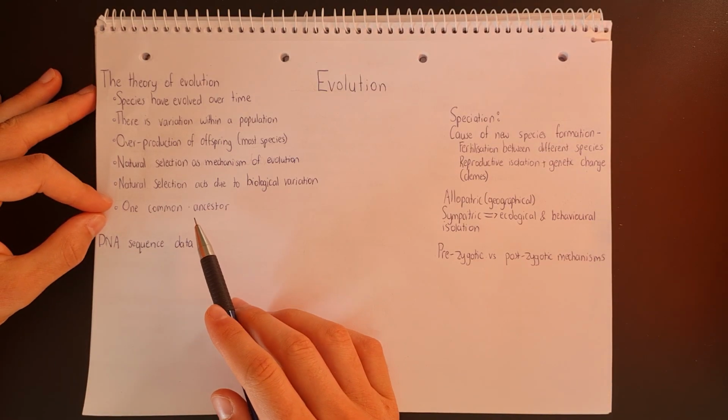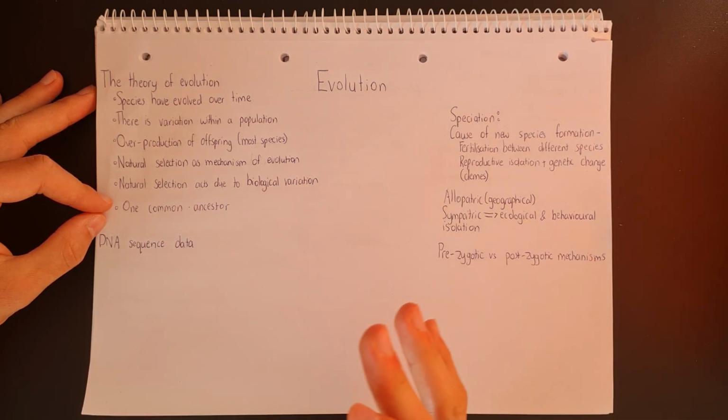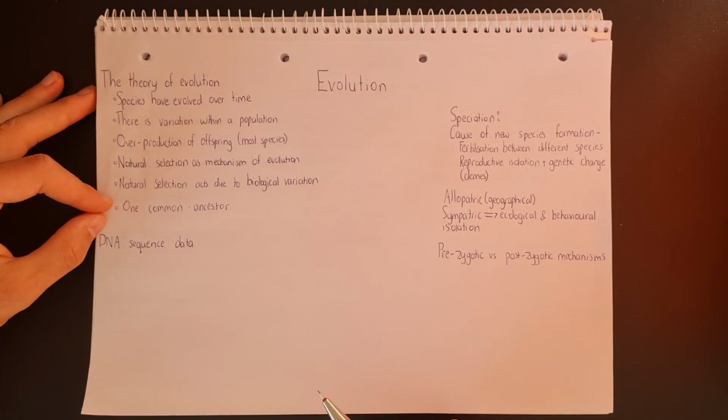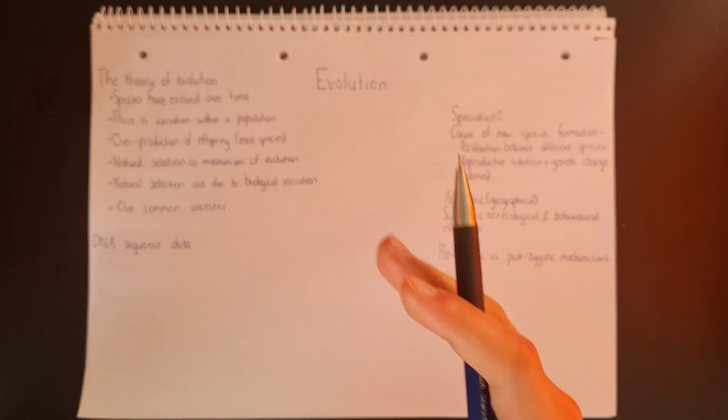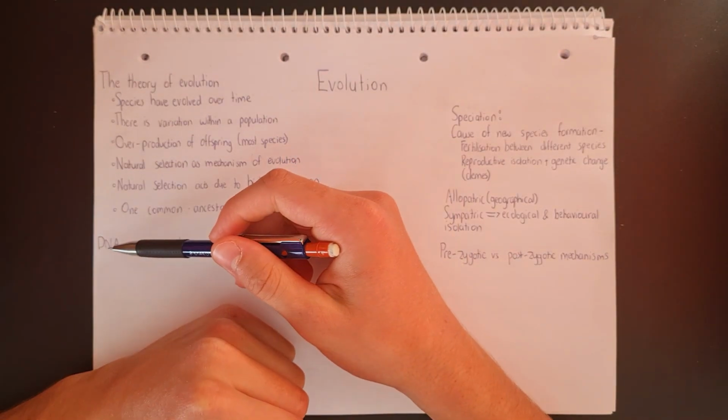And then finally, in the theory of evolution, we have one common ancestor, so that we derive from a previous ancestor. And the more closely related we are to another species, the more recent the separation from that common ancestor occurred. So now let's take a look at DNA sequence data.